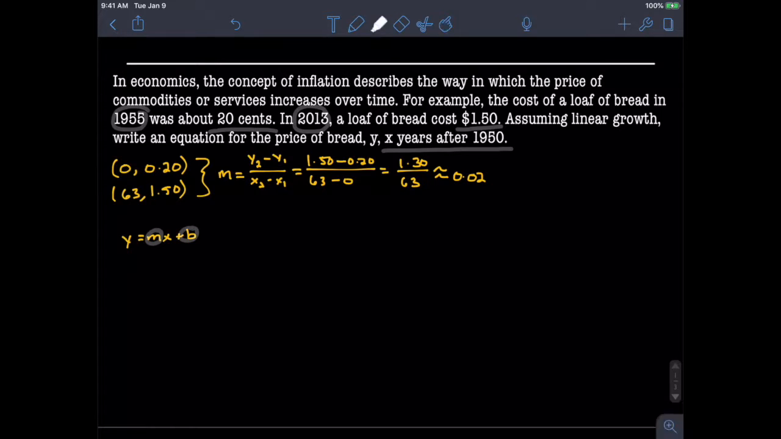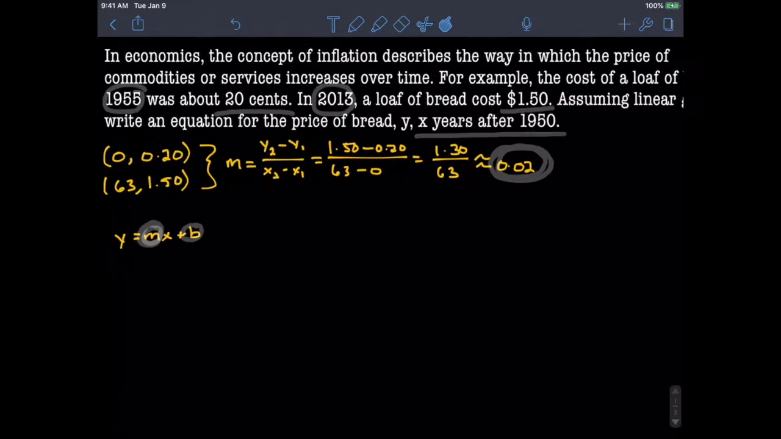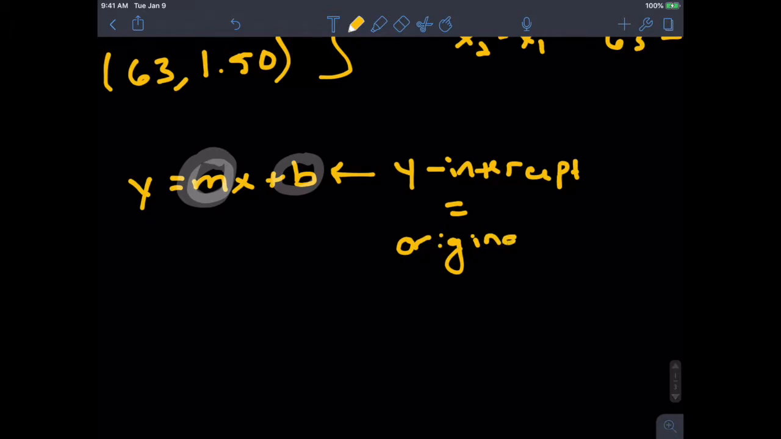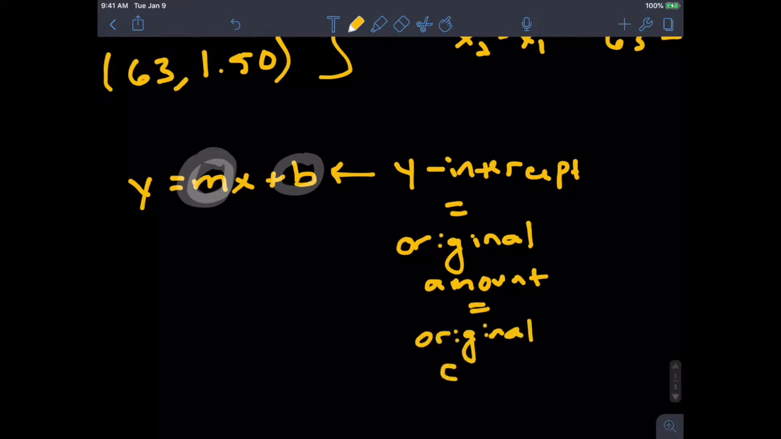That means in our equation this 0.02 right here is going to stand in for m. Now the question is, what are we going to put down for our b value? To figure that out, we're going to have to determine what b represents in our actual scenario here. b, as we know in general, represents the y-intercept, which is another way of saying the original amount. But for us, that translates to the original, if you will, cost of the bread.